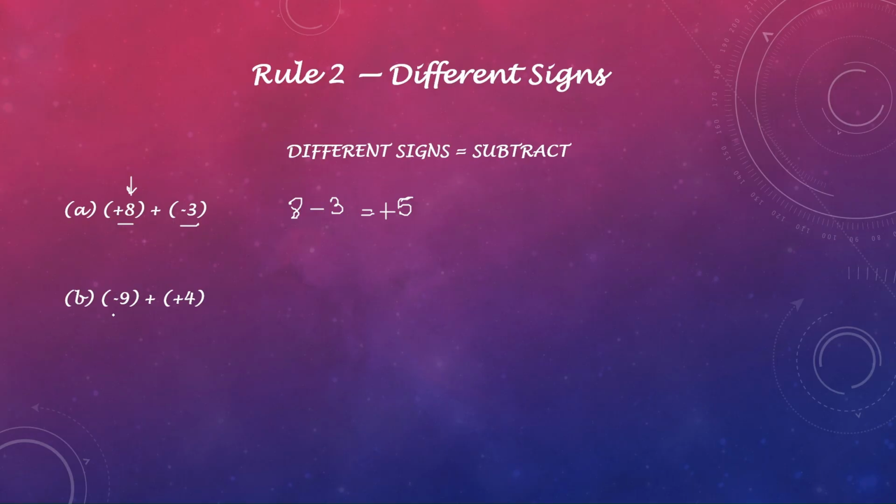Let's try the same thing with the second example. That is, minus 4 is added to plus 4. Again, both the integers are having the opposite sign. That means a different sign. That means we need to subtract both the numbers. That is 9 minus 4. And 9 minus 4 is equal to 5. But this rule also says that we need to put the sign of the bigger number. So out of 9 and 4, the bigger number is 9 and the 9 is having negative sign. So the answer is going to be minus 5.